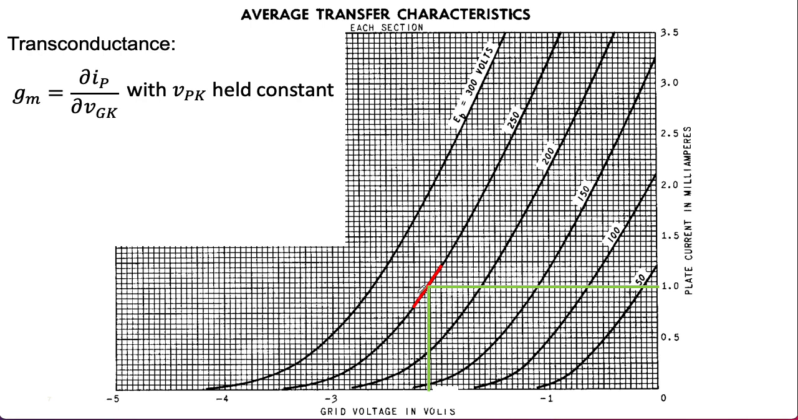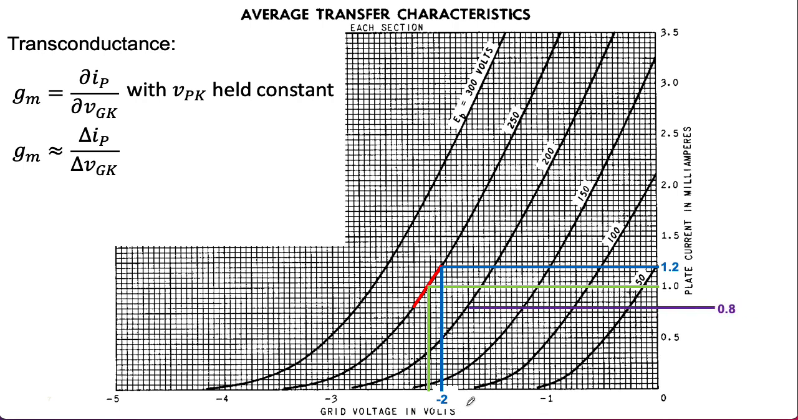We can't make this line segment too long, or we're getting into the point of the curve where it starts bending and we're not getting a good estimate of the slope there. So here we're going to estimate the transconductance by taking some points around that operating point. Let's say we were to look at the plate current of 1.2 milliamps. If we trace that intersection down, we get a grid voltage of minus 2 volts.